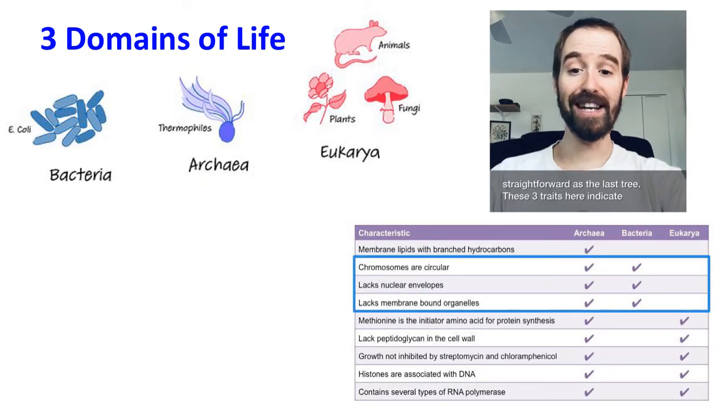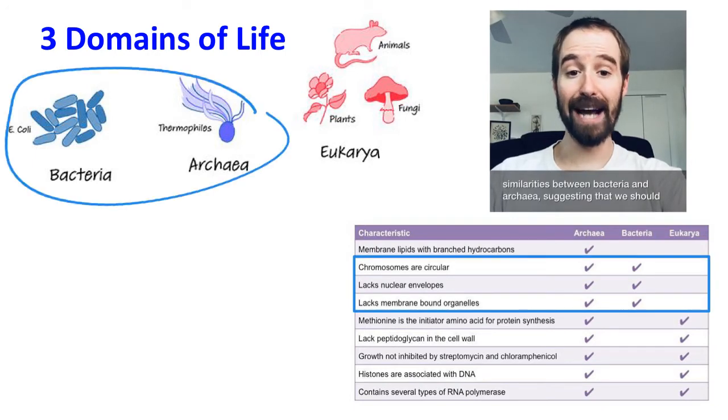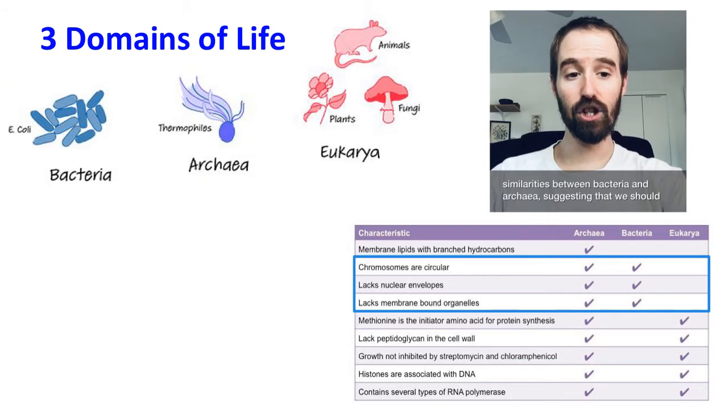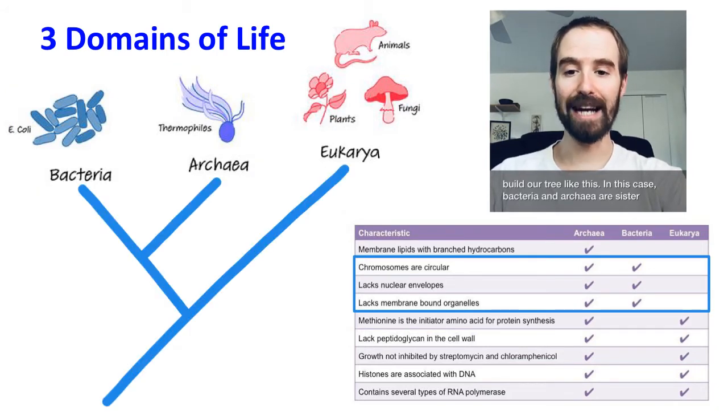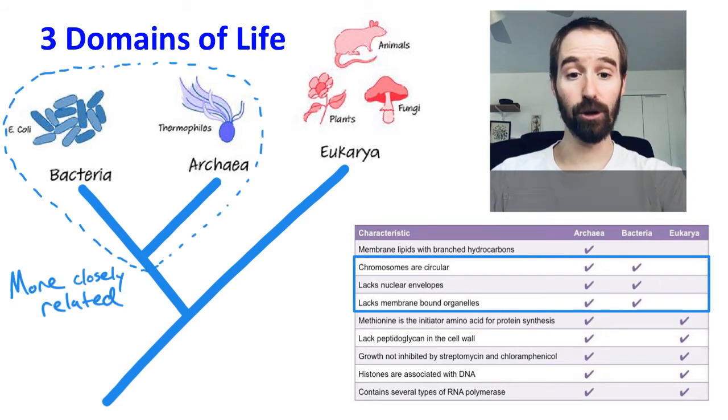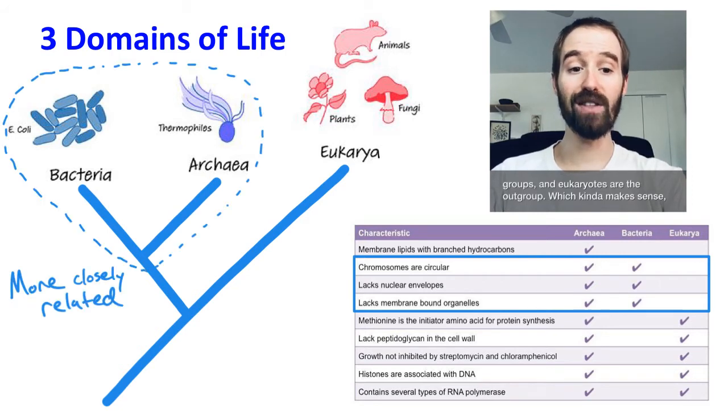These 3 traits here indicate similarities between bacteria and archaea, suggesting that we should build our tree like this. In this case, bacteria and archaea are sister groups, and eukaryotes are the outgroup, which kinda makes sense since bacteria and archaea are all single-celled prokaryotes.